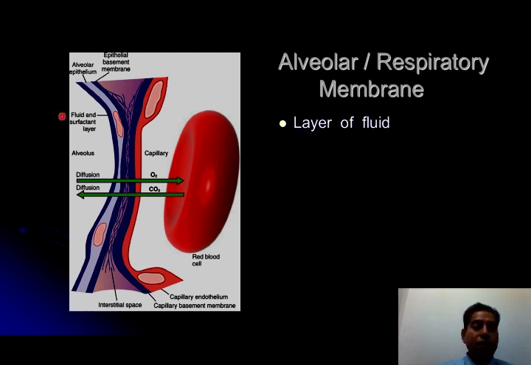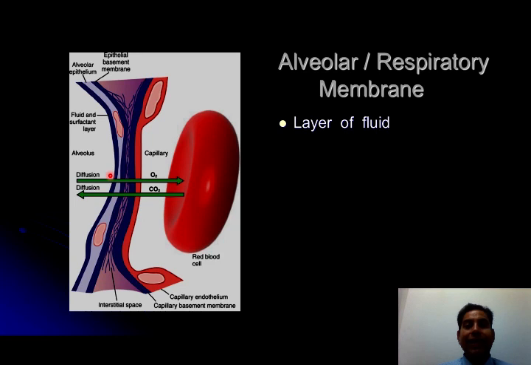So this is the entire pathway for oxygen, whereas the pathway for diffusion of carbon dioxide is in the reverse direction. Now the first layer which it has to cross from the alveolus towards the RBC is a layer of fluid. This is usually very, very thin and hardly significant. But it becomes a problem when the amount of this fluid increases, say in a case of pneumonia. Then you will find that the diffusion distance increases. So diffusion is hampered in a case of pneumonia. So that is the clinical relevance of this.